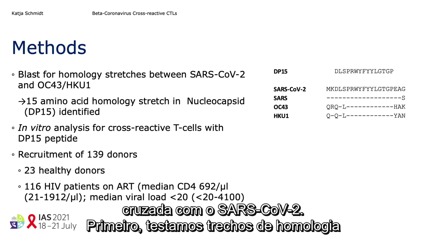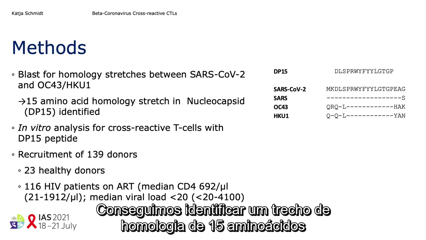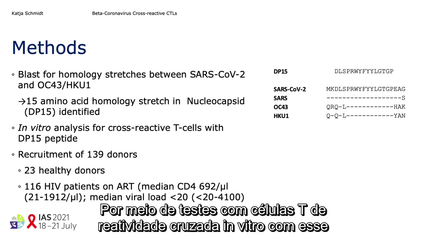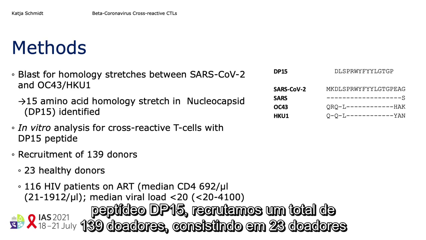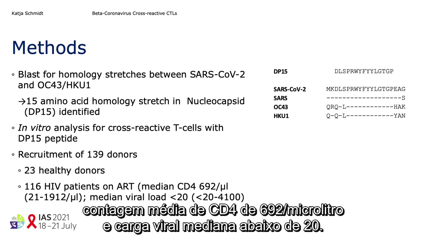First off, we blasted for homology stretches between SARS-CoV-2 and the common cold coronaviruses OC43 and HKU1. We were able to identify a 15 amino acid homology stretch in the nucleocapsid that we termed DP15. To test for cross-reactive T cells in vitro with this DP15 peptide, we recruited a total of 139 donors, consisting of 23 healthy donors and 116 HIV patients on ART treatment. They had a median CD4 count of 692 per microliter and a median viral load of below 20.